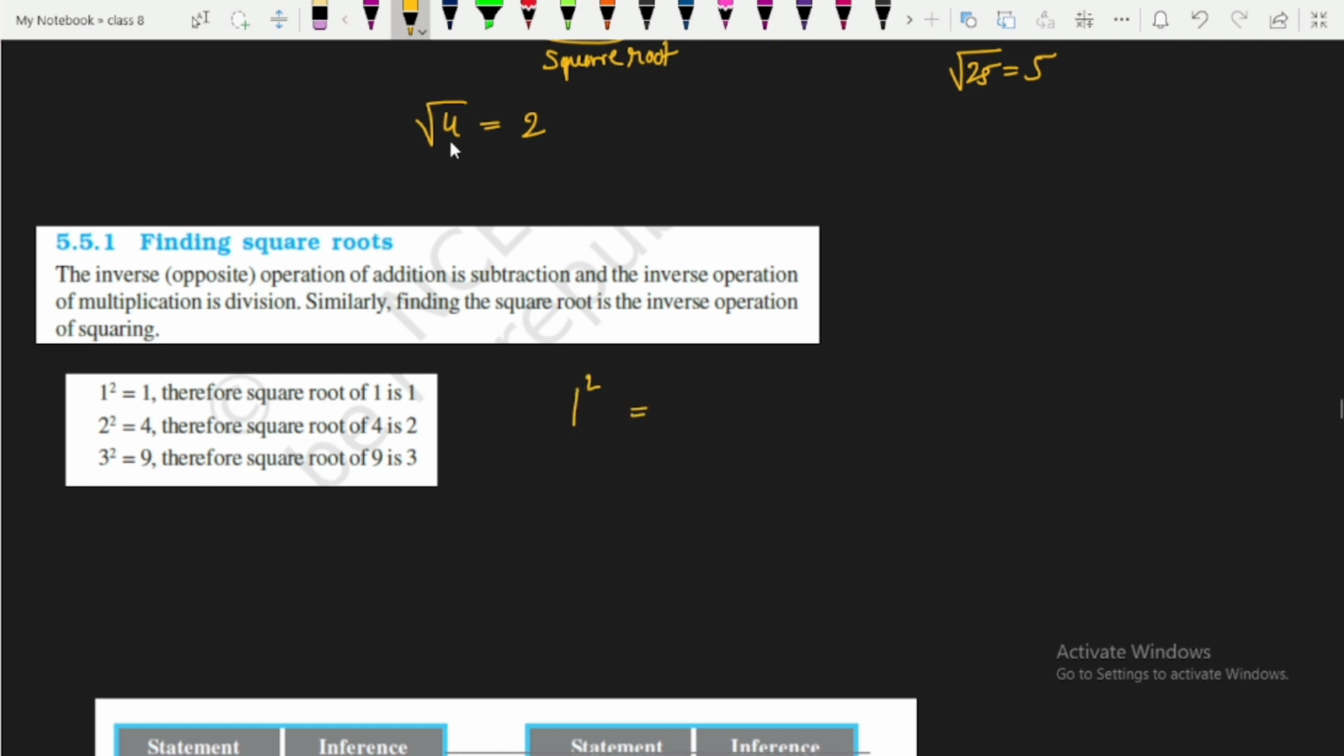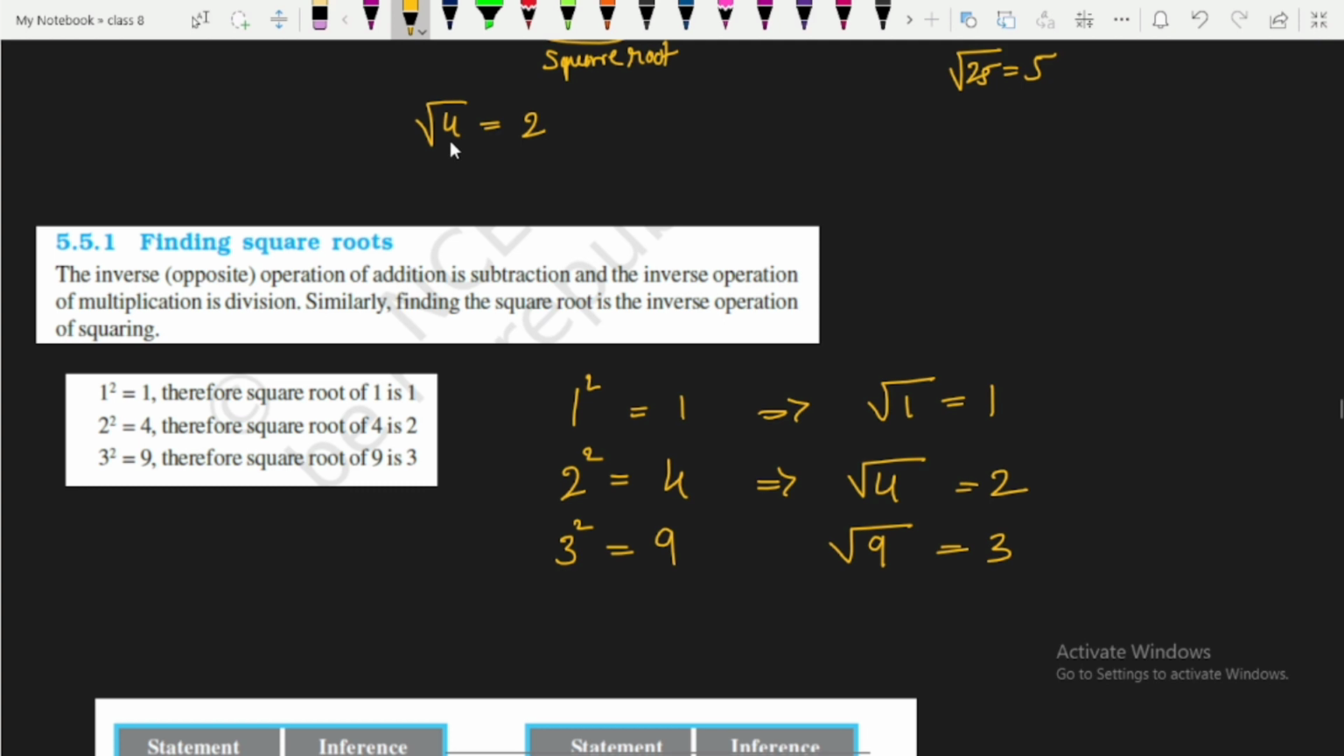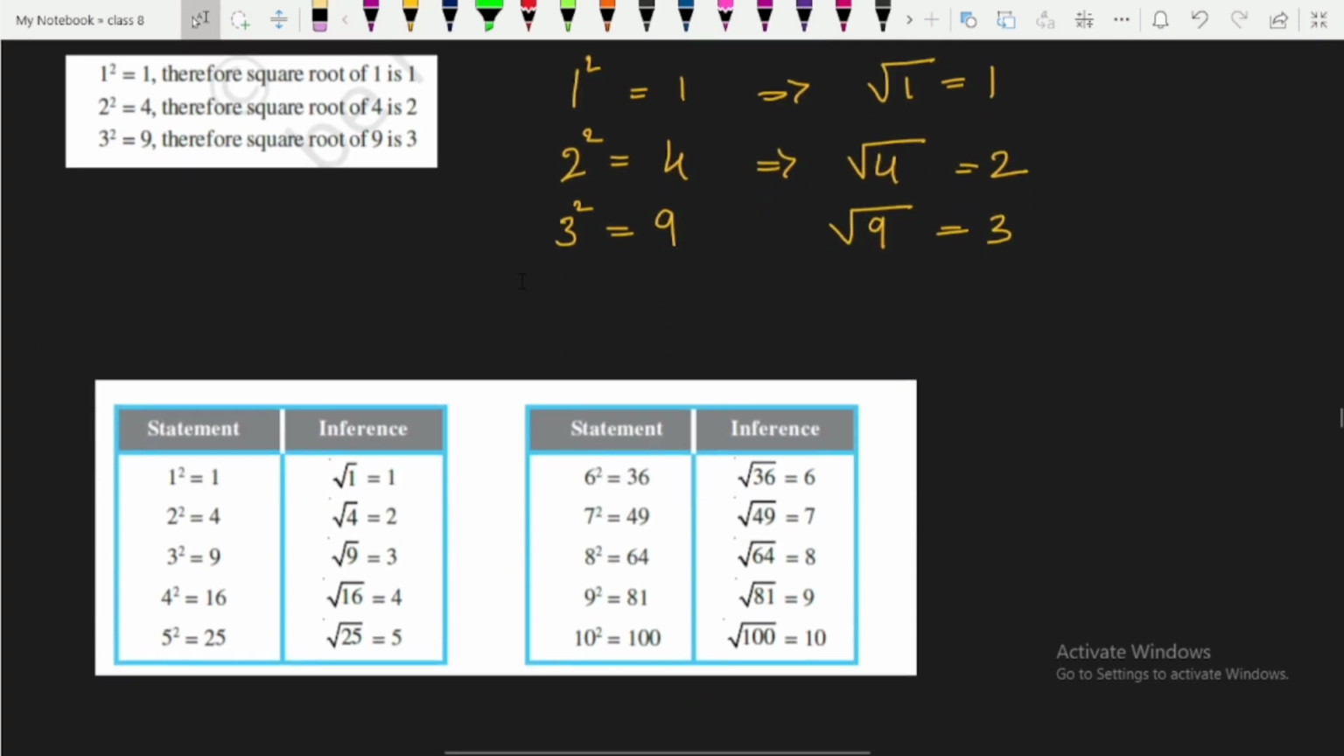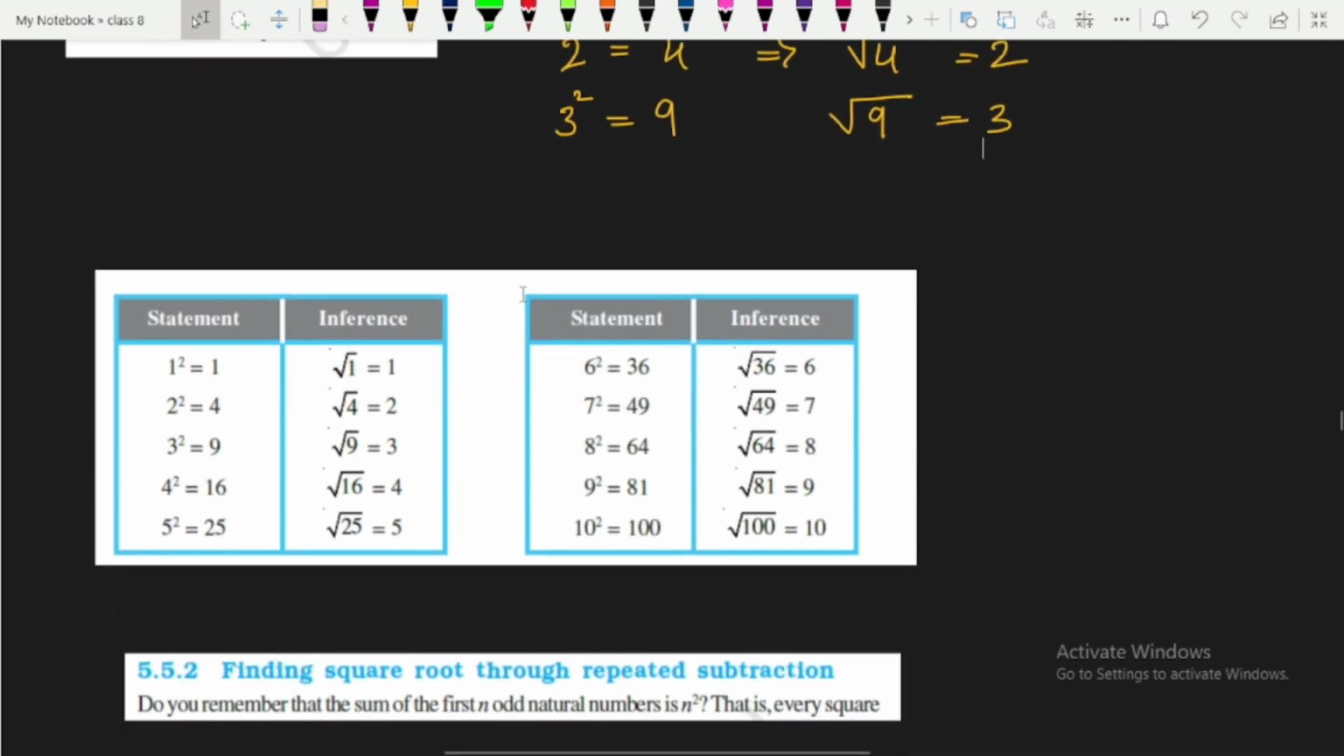You know that 1 squared is 1, which implies the square root of 1 is 1. 2 squared is 4, which implies the square root of 4 is 2. 3 squared is 9, so the square root of 9 is 3. In this way you can find the square root. For class 8, you should remember squares up to 30. You have to learn squares and square roots by heart.